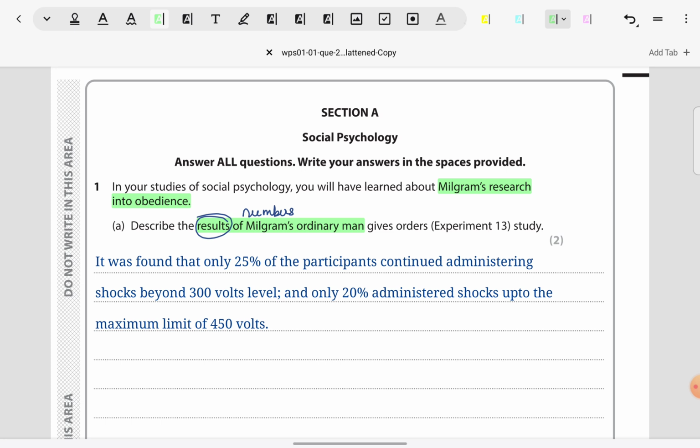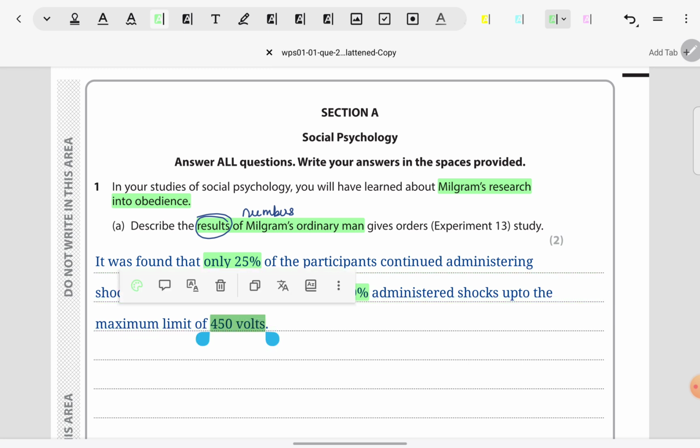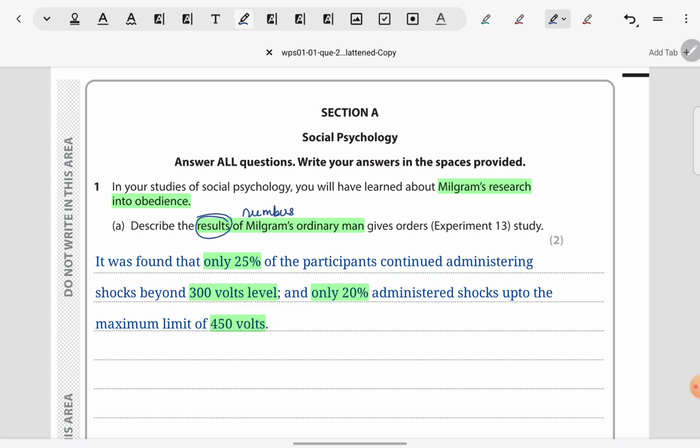Okay, so in this experiment 13, what we see is that when the authority figure was an ordinary person rather than a typical experimenter, in that case, only 25% of participants administered shocks up to 300 volts level, and only 20% administered them up to 450 volts. So what you have to note is that in this answer, we have written the exact percentage of participants, which is important for findings or results, and we have specified the voltage level also very clearly.